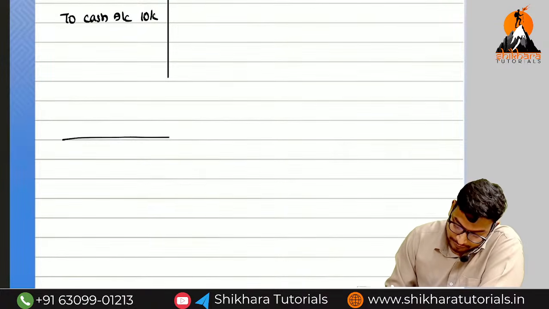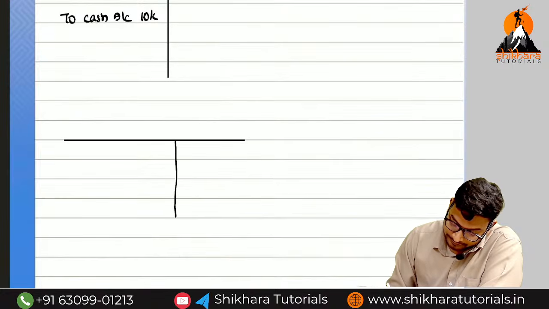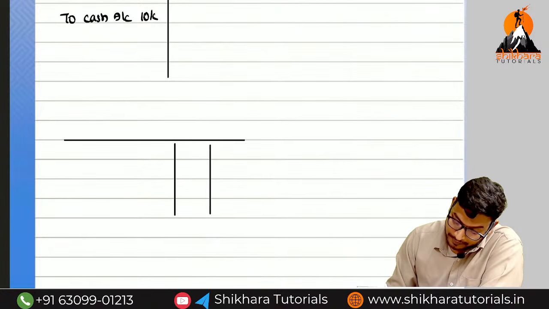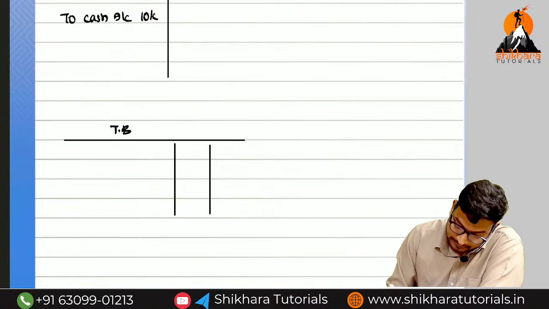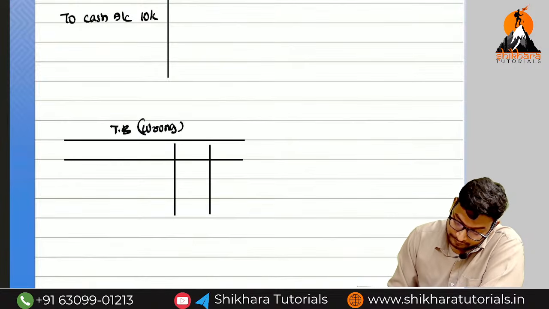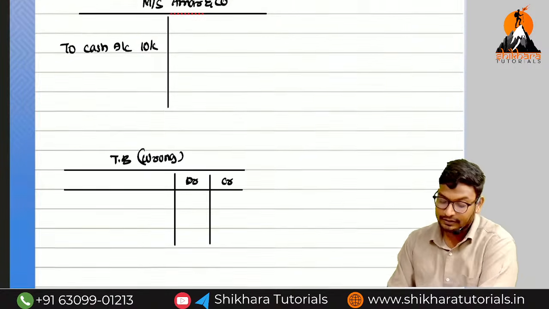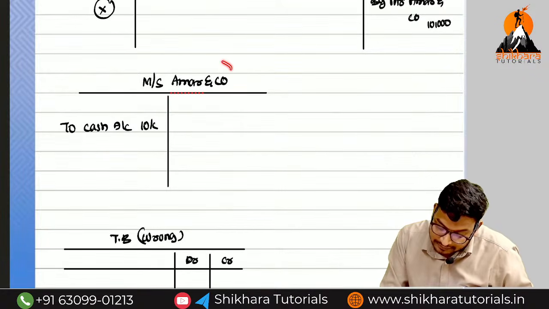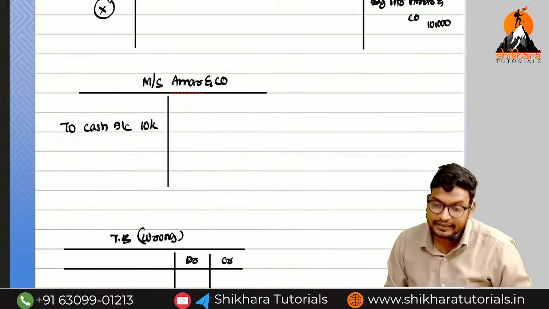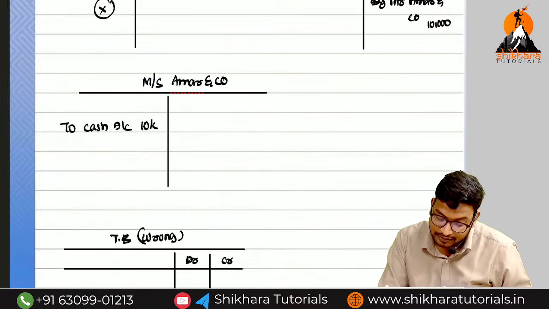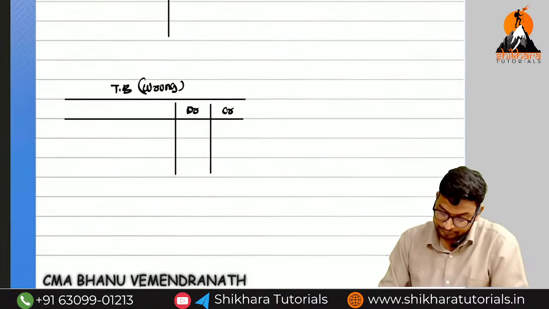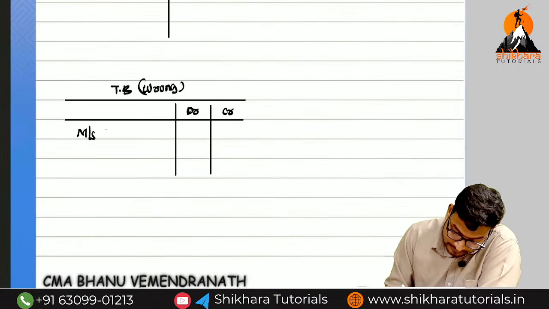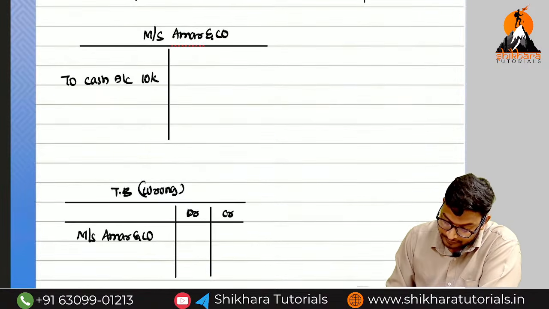So first I am going to write the wrong one. This is the wrong trial balance. Debit side here. In the wrong trial balance, Mr. Samar and Co will be there. Debit or credit? Debit side, because it is showing a debit balance. So Mr. Samar and Co of rupees how much? 10,000.